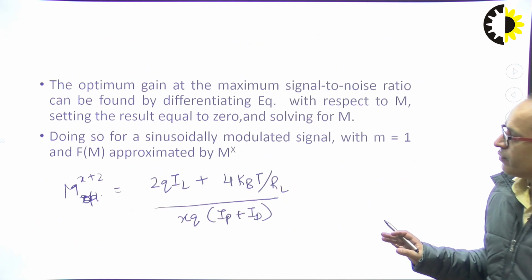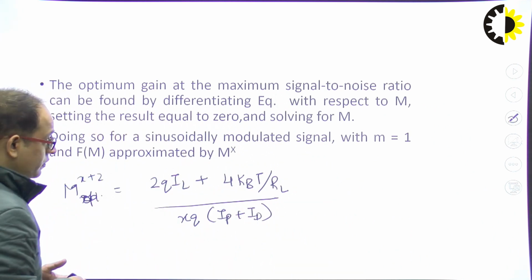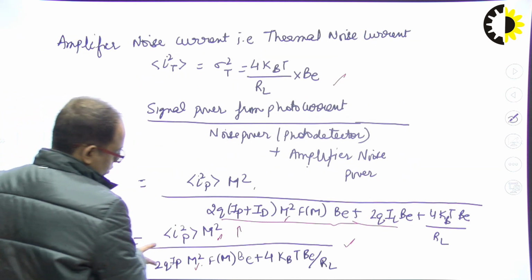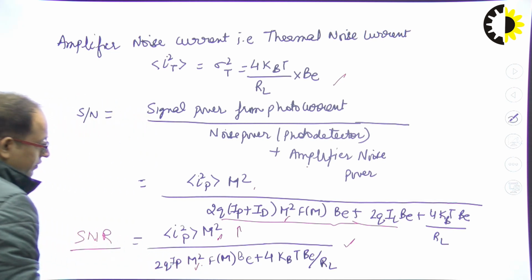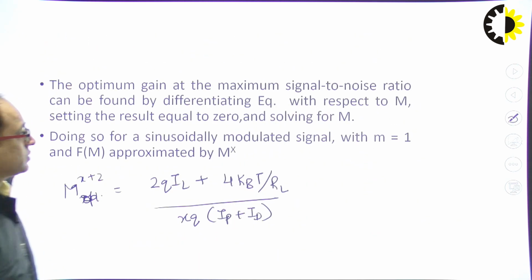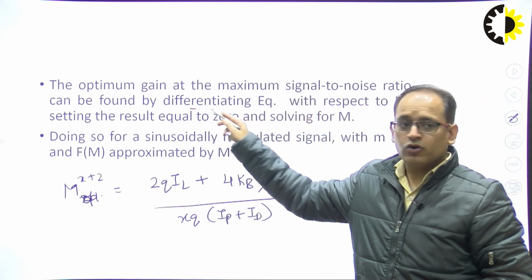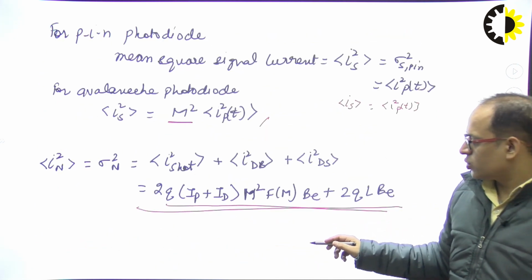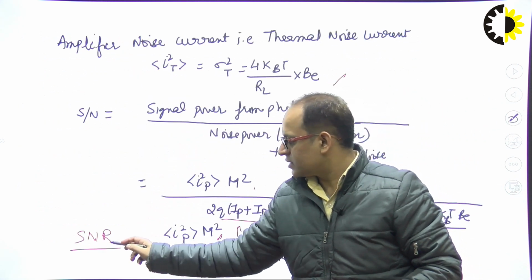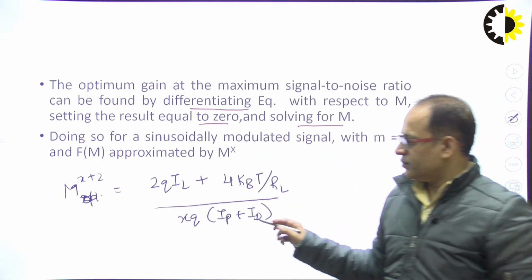maximized. So for getting the maximum of some equation, what will we just do? We will just differentiate, and put the derivative equal to 0, and we will get the optimized value of M. So the optimum gain for the maximum signal resolution can be found by differentiating this equation with respect to M, setting it to 0, and solving for the value of M. Clear?